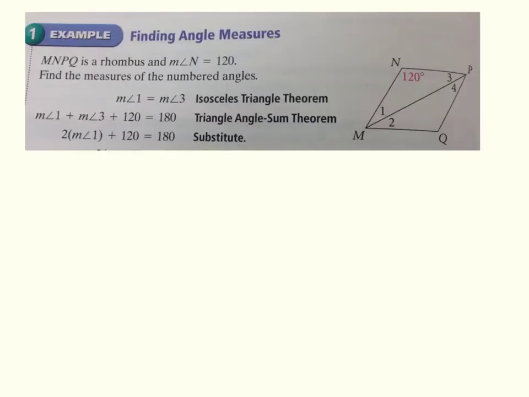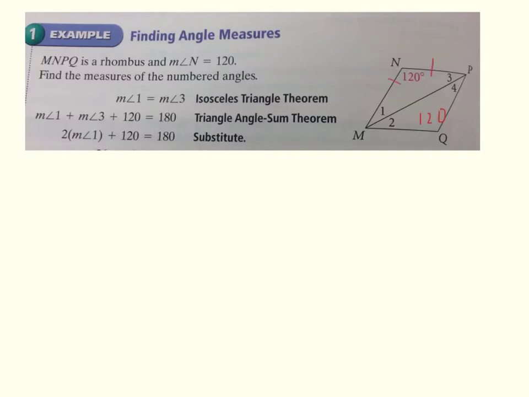In example 1, we're asked to find the measure of the numbered angles. Well, right away, we know the measure of angle Q to be 120 also, because opposite angles of a parallelogram are congruent, and it tells us this figure is a rhombus, therefore it's a parallelogram. Well, if it's a rhombus, all four sides are congruent.